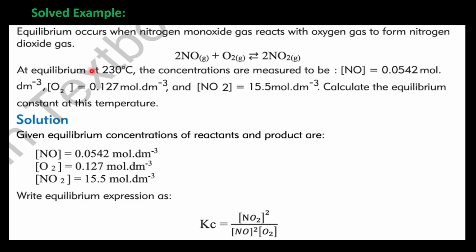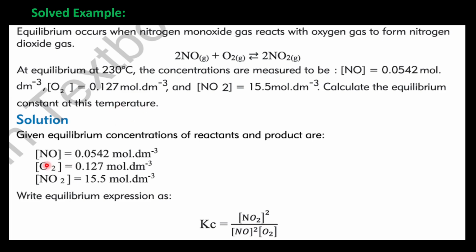So it is a solved example. Equilibrium occurs when nitrogen monoxide gas reacts with oxygen gas to form nitrogen dioxide gas. So this is a balanced chemical equation. At equilibrium at 230 degrees centigrade, the concentrations are measured to be: the concentration of NO is this mole per dm cube, and the concentration of oxygen is this mole per dm cube, and the concentration of nitrogen dioxide is equal to 15.5 mole per dm cube. Calculate the equilibrium constant at this temperature.